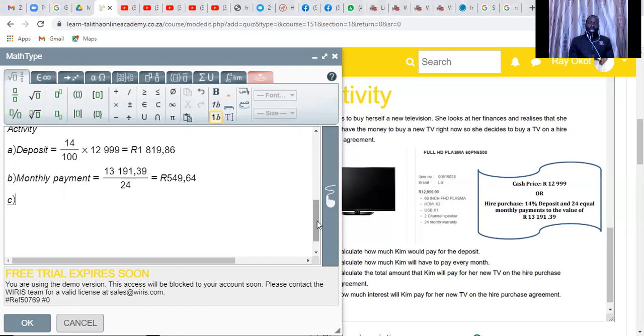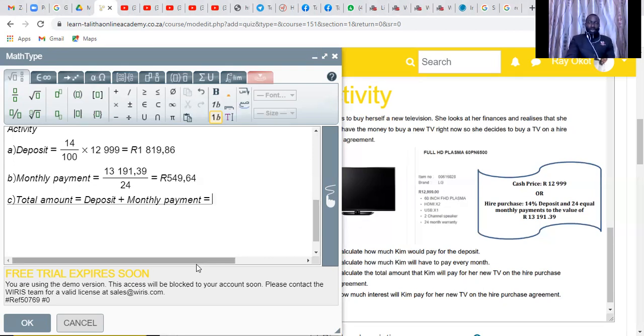The next thing we want to look at is question C. Now in question C, we are supposed to calculate the total amount that Kim will pay for her new TV on hire purchase agreement. Well, the total amount of money on hire purchase is going to be the deposit and the monthly payment.